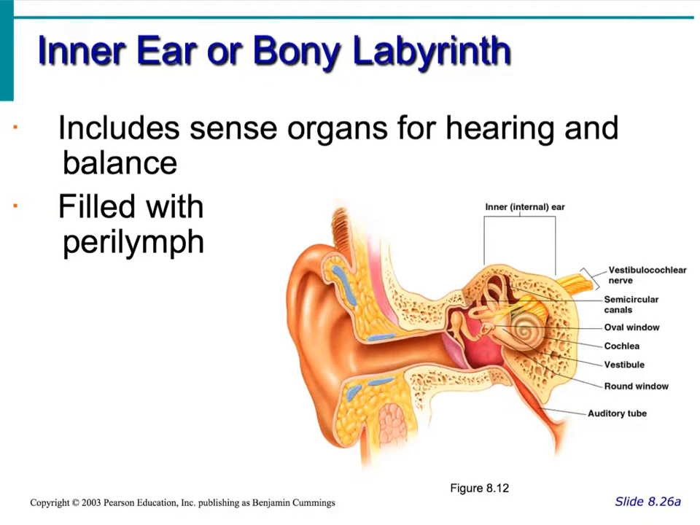Okay, here's where we get to the meat of how you hear. Your inner ear, also called the bony labyrinth, includes organs for hearing and balance. Essentially, your cochlea here and the vestibule are involved in hearing, and your semicircular canals are what's involved in balance. They are filled with another plasma-like fluid called perilymph.